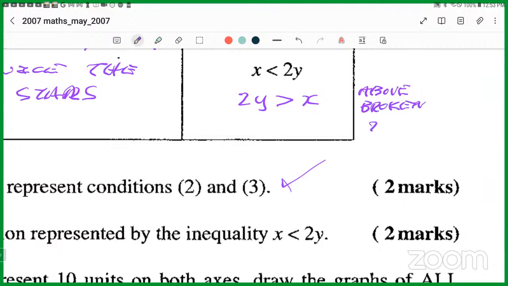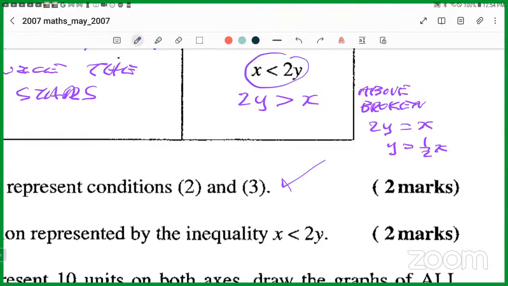And the line is 2y equals x, which is the same as y equals half x. That's what you have to draw, which is y equals half x. So if you're going to draw this on a graph, it's above your one. Plenty of people want to say that I'm going to go below.